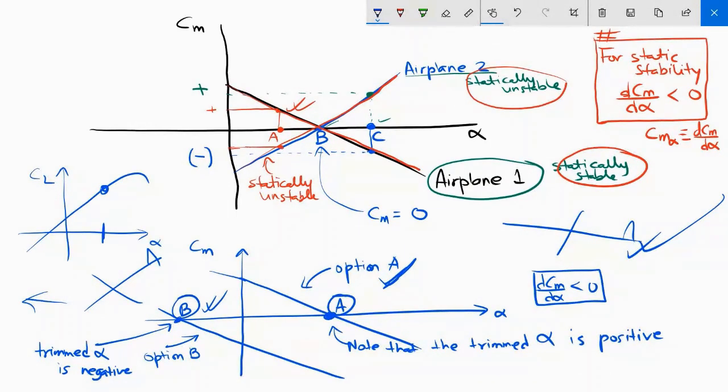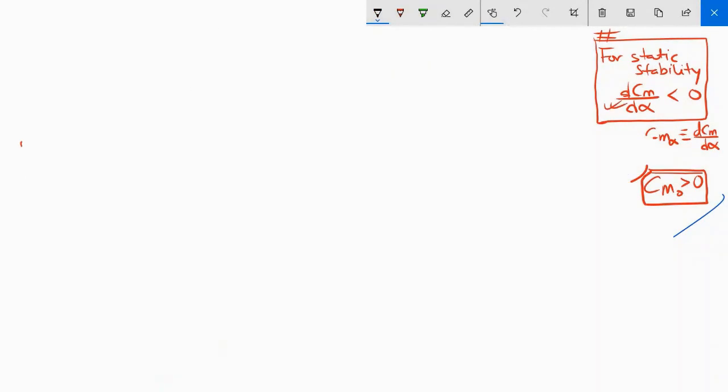Okay, so what we conclude from here is, when we design the aircraft, of course we want the slope of the moment coefficient to be less than 0, but in addition to that, we also want this intercept to be positive. See, for the option A plot, the intercept is positive. For option B plot, the intercept is negative, right? Intercept means this value. So the second condition I would add is CM0 should be greater than 0. But this is more from the lift point of view rather than the stability point of view.